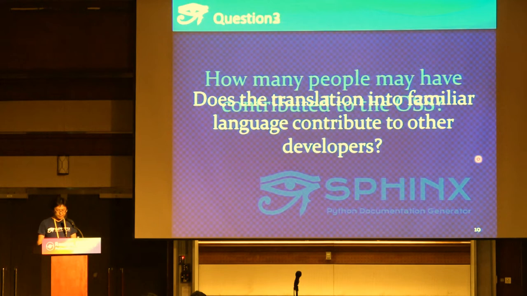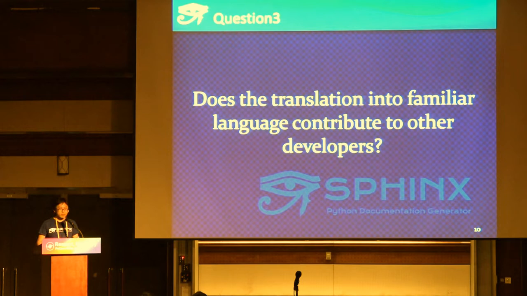And many OSS projects provide the documentation in English. What do you think? Does translation into a familiar language contribute to other developers? Does translating the English document into Korean contribute to other developers? Do you think so? Yes? Okay, thank you.